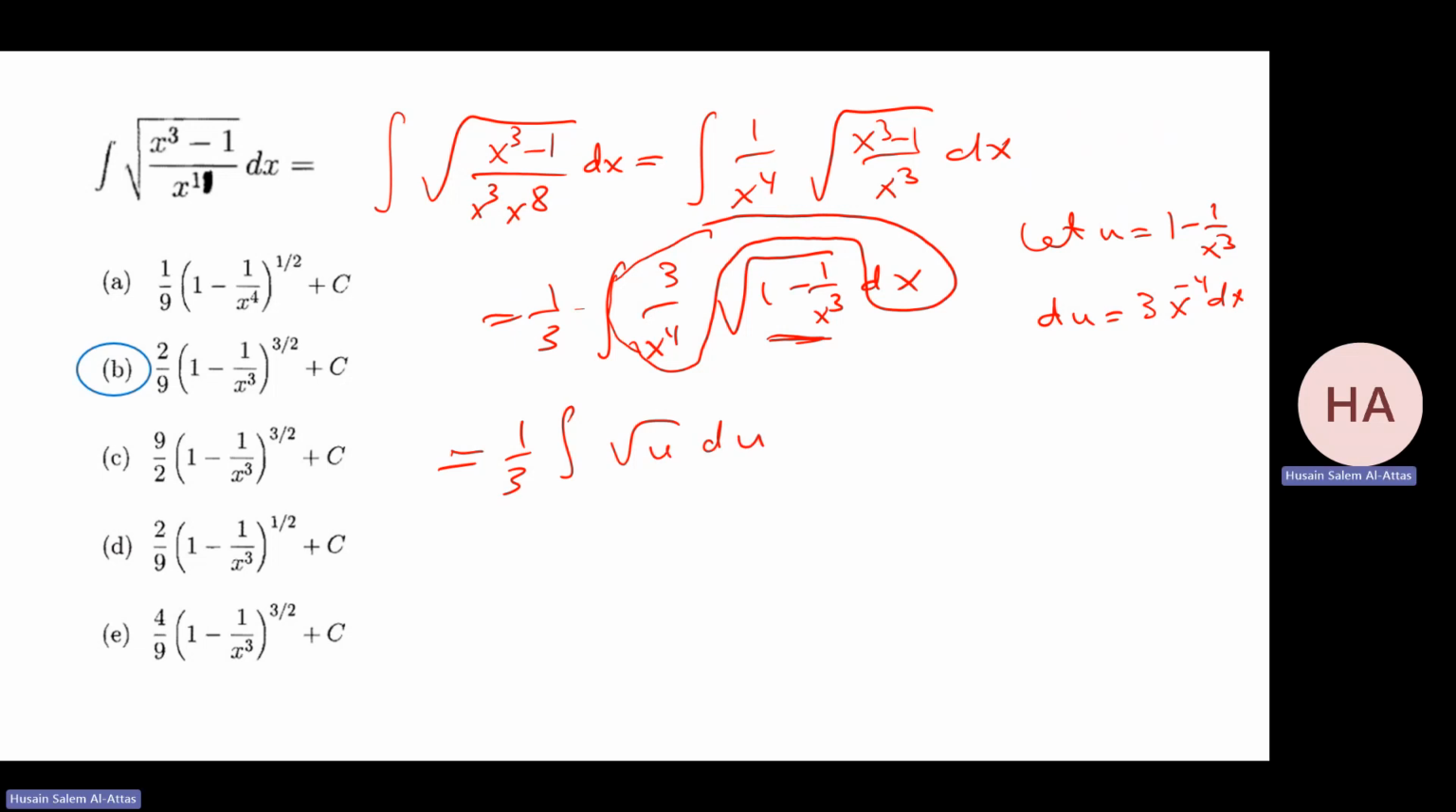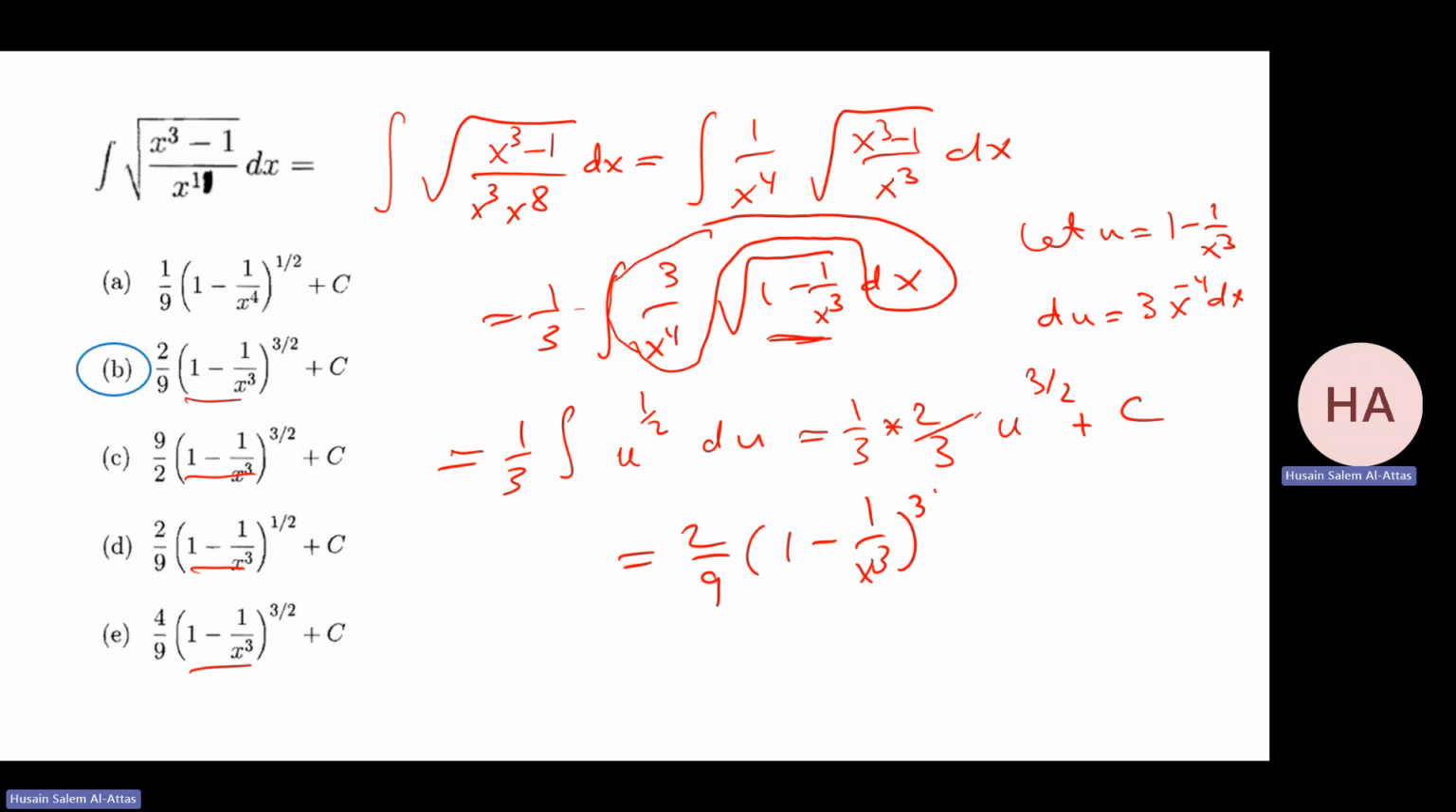u to the power half, I mean. Let's make it u to the power half to be easier. And it's very clear from that what I'm looking for. So that gives me 1 over 3 times 2 over 3 u to the power 3 over 2 plus c. So I have 2 over 9 u, which is 1 minus 1 over x cubed, to the 3 over 2, plus c. So I have this answer.